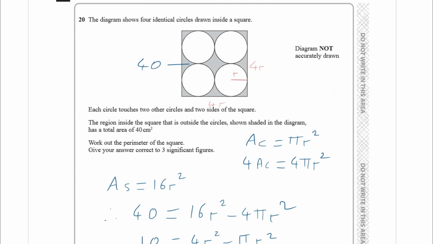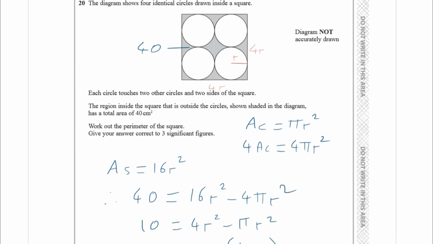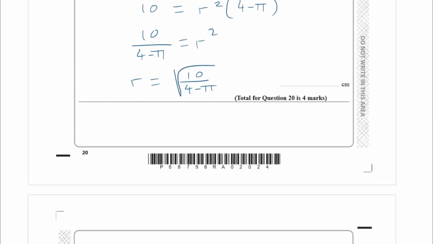Now, each length of the square is given to you by 4r. So the perimeter of the square is going to be 4r plus 4r plus 4r plus 4r, which is actually 16 r's. So we can say, therefore, perimeter is equal to 16r, which is 16 times the square root of 10 over (4 minus pi). And so now we need a calculator.